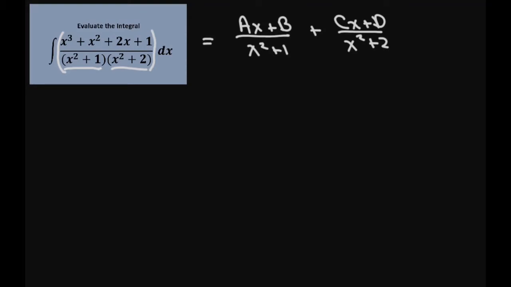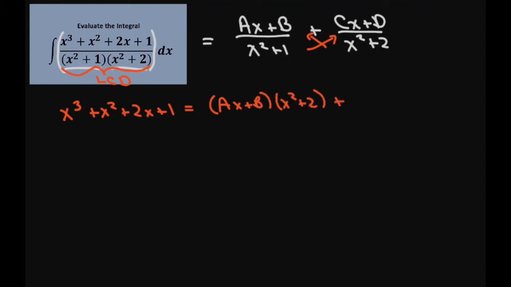Now we're going to clear the fractions by multiplying through our left-hand side with our right-hand side. I'll call this your least common denominator. So if you multiply this part by the common denominator, you're just going to be left with the numerator, x cubed plus x squared plus 2x plus 1. And for this side, you just do this cross multiply thing here. So you're going to get (ax plus b) times (x squared plus 2), and then plus (cx plus d) times (x squared plus 1).